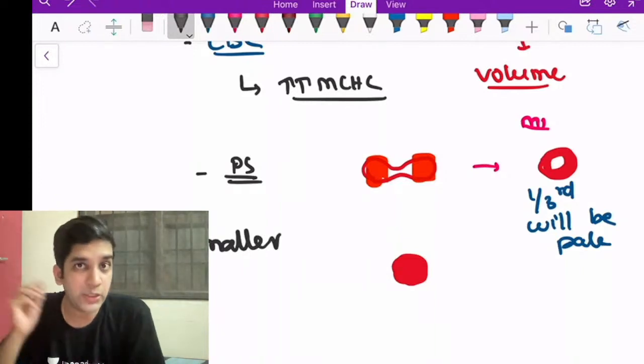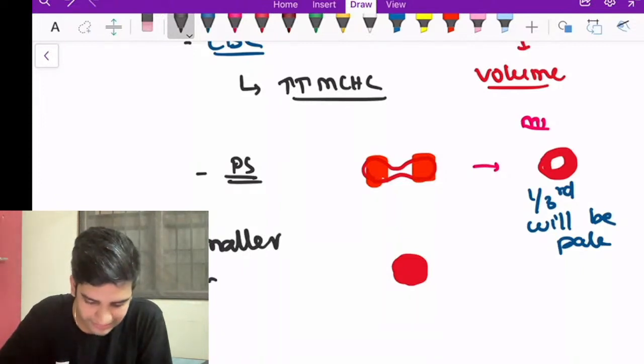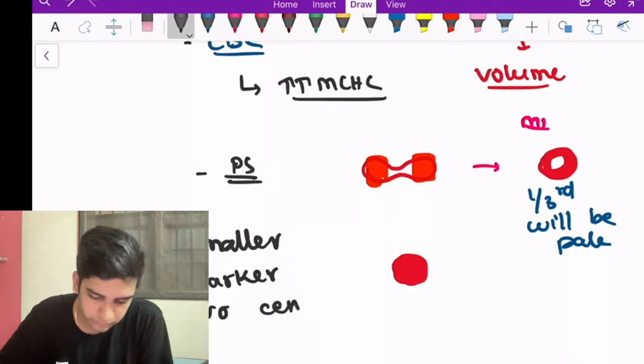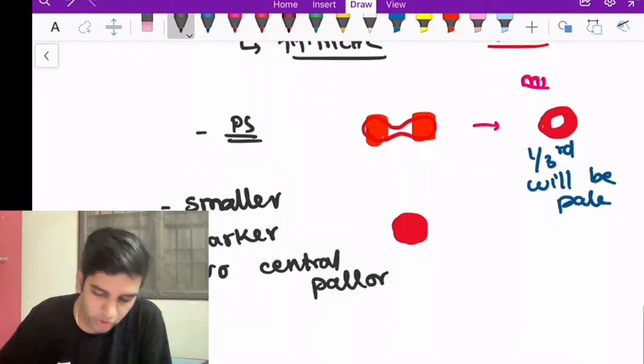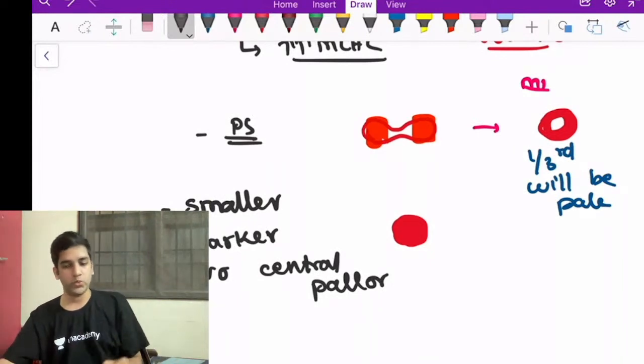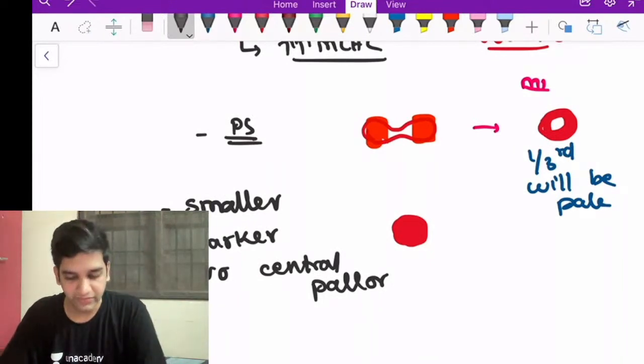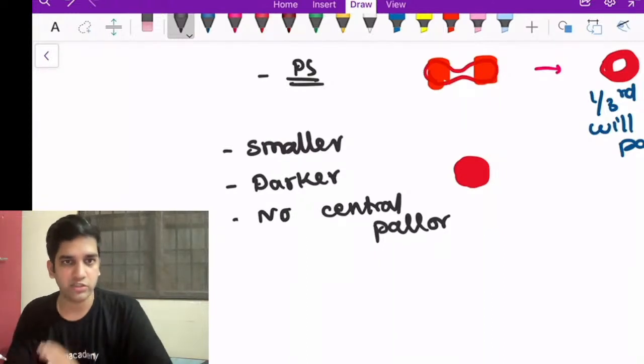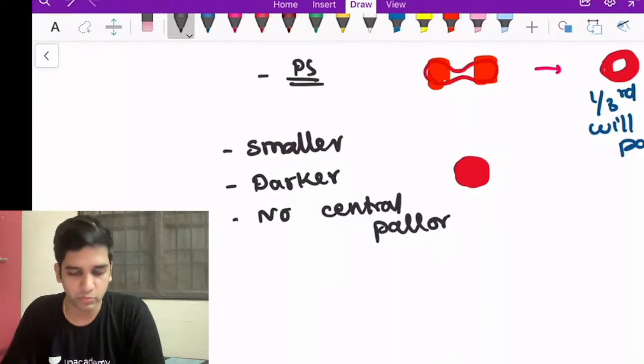My MCHC is elevated, so it will obviously be a darker RBC. Third one, no central pallor. I have no central pallor. So all these 3 are pointers to diagnose a spherocyte. This is how every spherocyte is going to look: a smaller RBC, a darker RBC, no central pallor. Sorry, it is getting cut off. I just moved it. Fine, so that's how I'm going to see them.